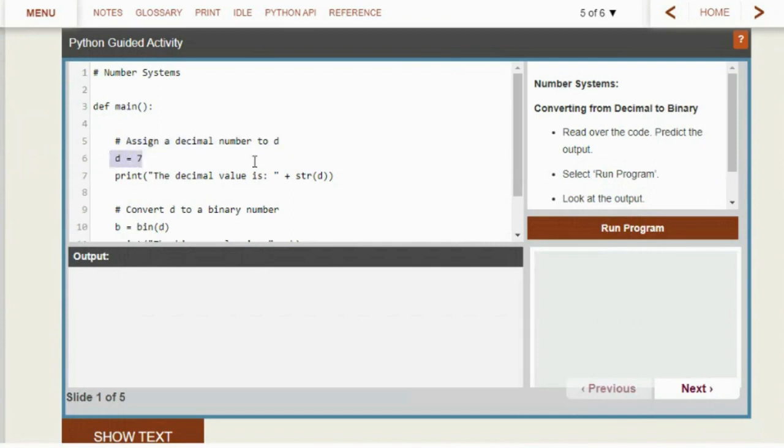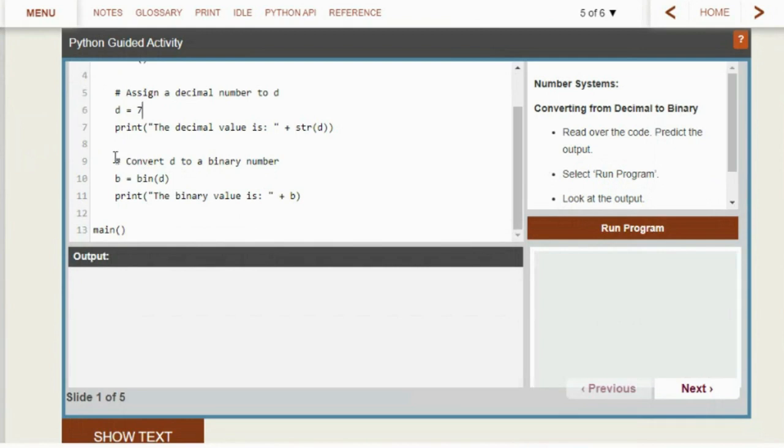So it's assigning the number 7. And then we're printing that. The decimal value is, and print whatever D is. Now remember, we have to use that str in front because we're combining it with letters. So we've got to tell it, treat that number just like it's a letter and print it. So we print the decimal value of this number. Now, hashtag comment, convert D to a binary number. So B is going to be a variable, and it's going to be equal to the binary equivalent of whatever D was, which in this case is 7. Then we're going to print the binary value, and we're going to print B because it's stored as a binary number. And that's the end of the program.